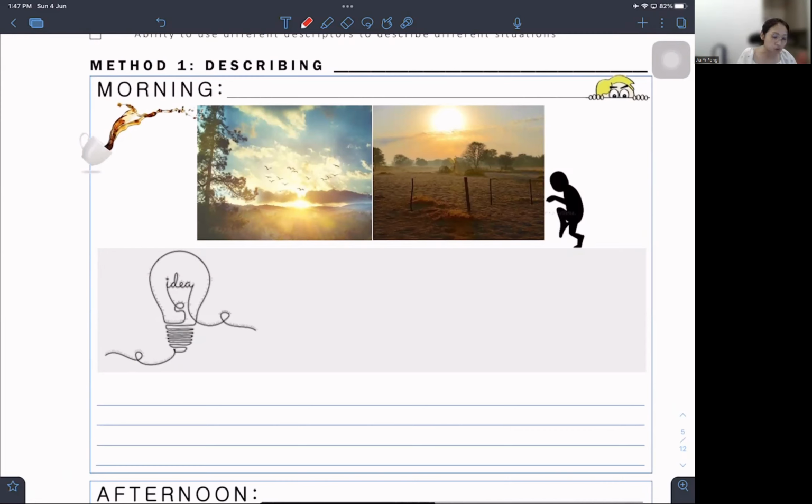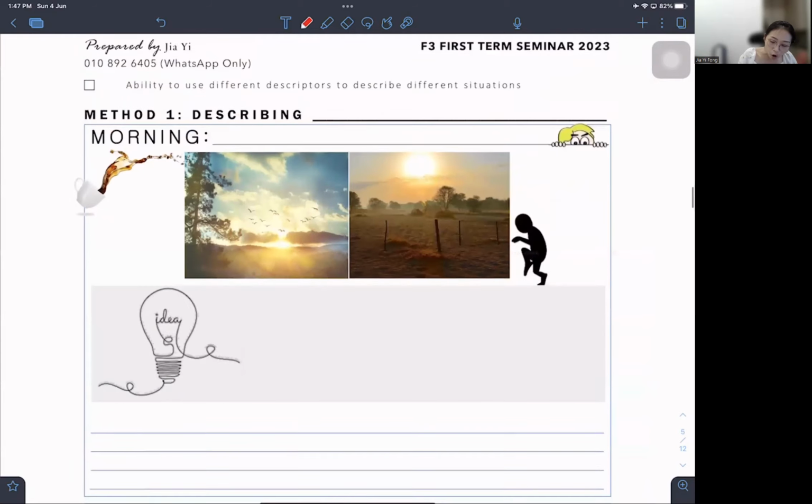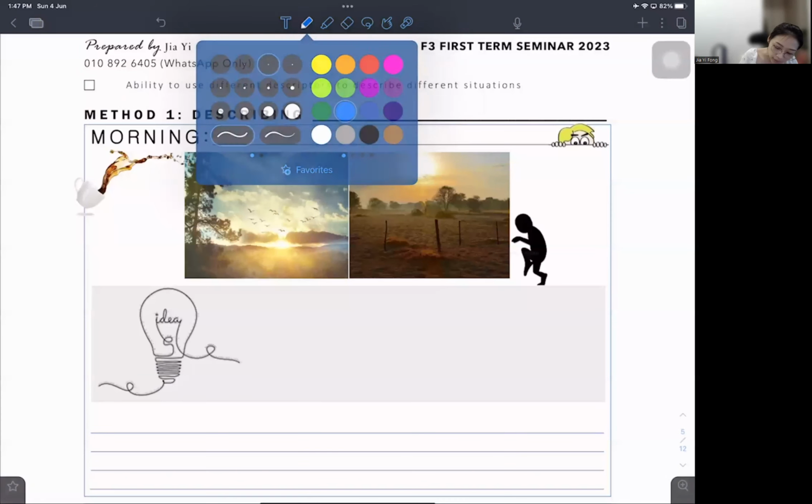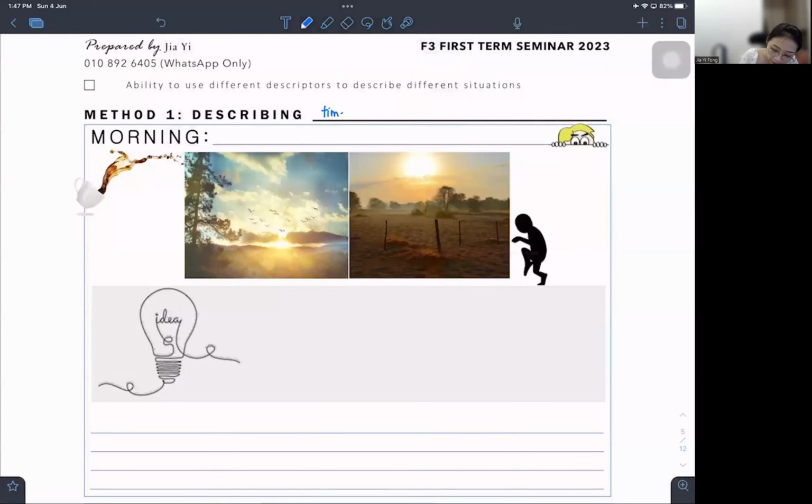So method number 1 is for you to describe the time of the day. Can we write down here? Describe the time of the day.